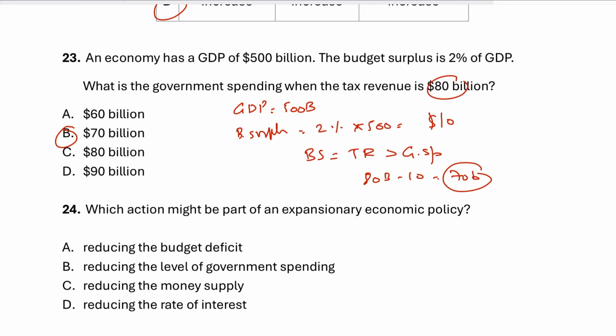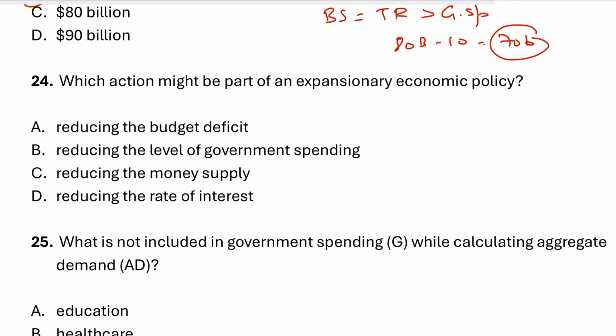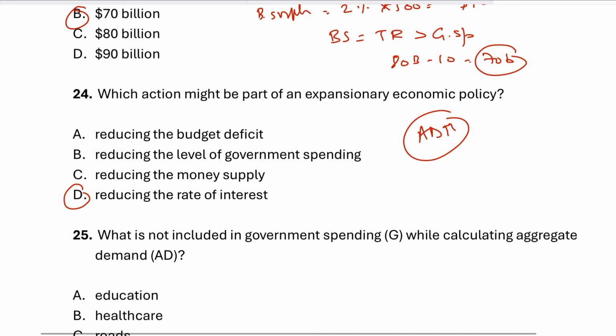Simple. Question number 24 says, which action might be a part of expansionary economic policy? Now, expansionary policies are basically designed to increase aggregate demand and stimulate economic activity and economic growth. So, if you look at the answer options, it should be D for David, because reducing the rate of interest is an expansionary monetary policy. It would encourage consumers to borrow more as the cost of borrowing goes down, and firms to borrow more as well, to spend and invest more. So C and I would go up, so AD would go up, your recession would end, and real GDP, economic output, would increase. That's what makes 24 D for David the correct answer.